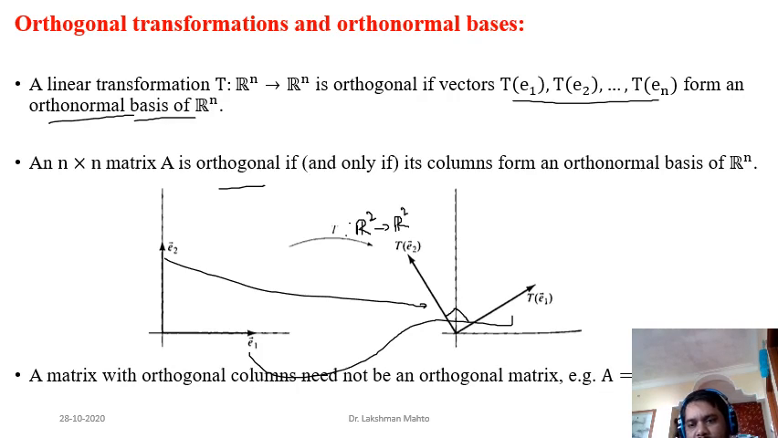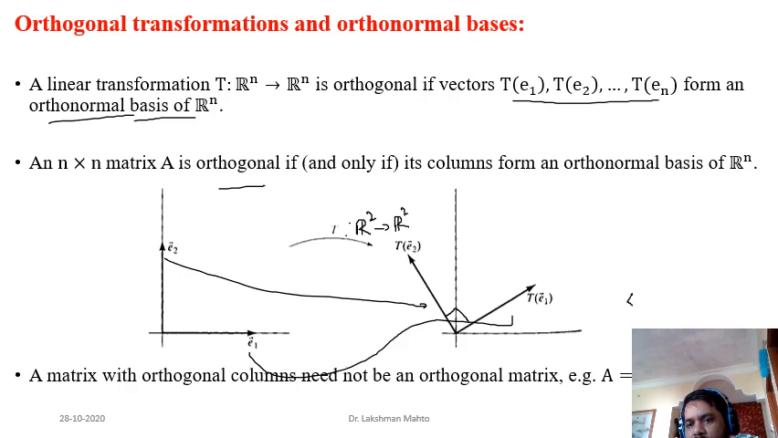Now, suppose we take a matrix whose columns happen to be orthogonal but not orthonormal. Then we can't say that the matrix is an orthogonal matrix. So this is the example. It is not an orthogonal matrix. Here the first column is (4, 3), and the second column is (-3, 4).